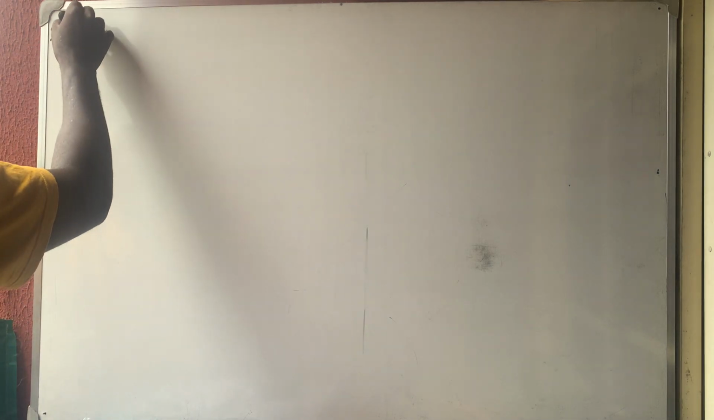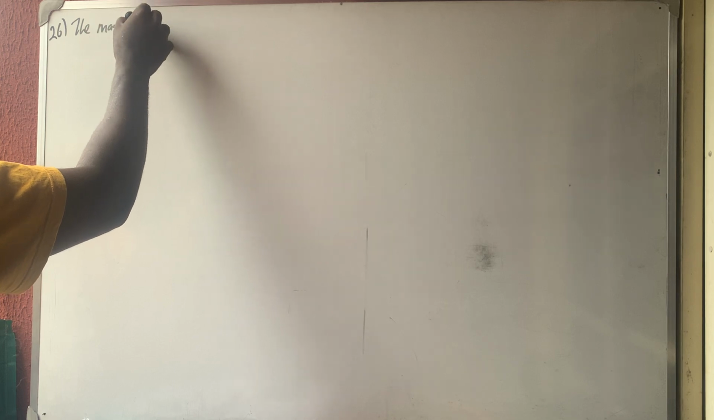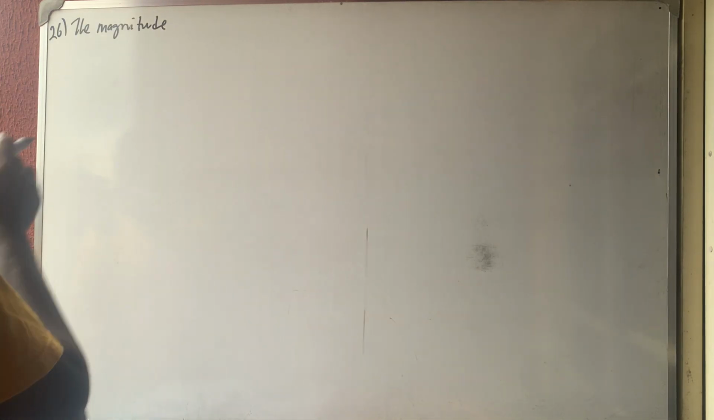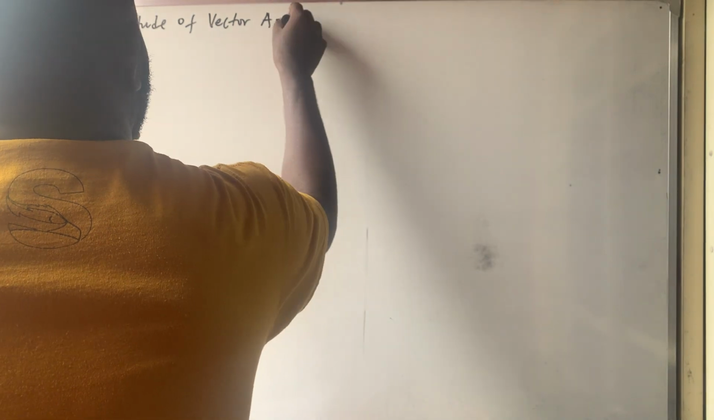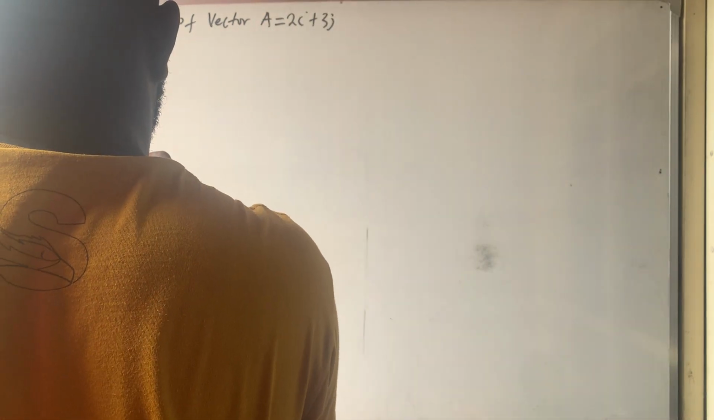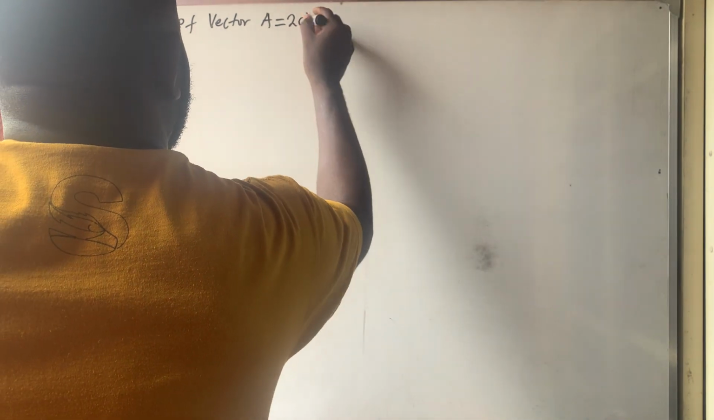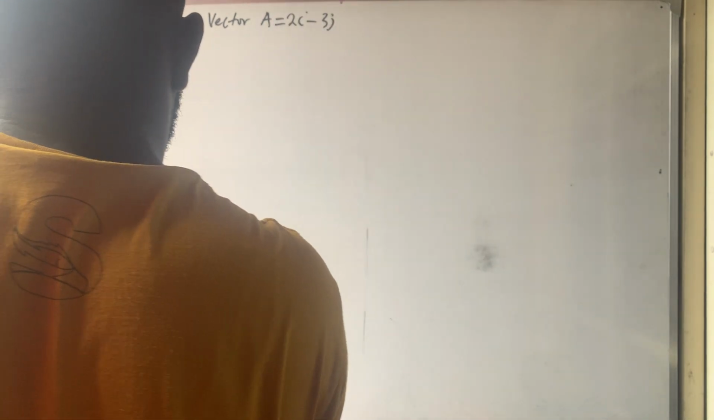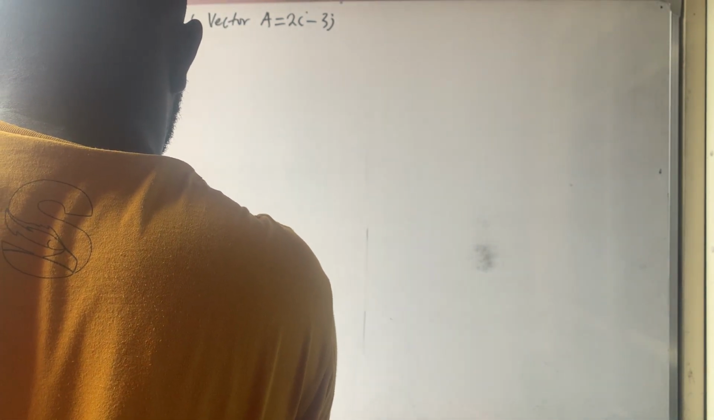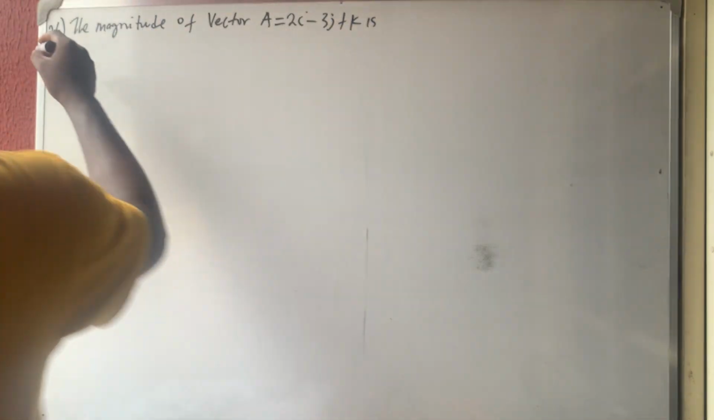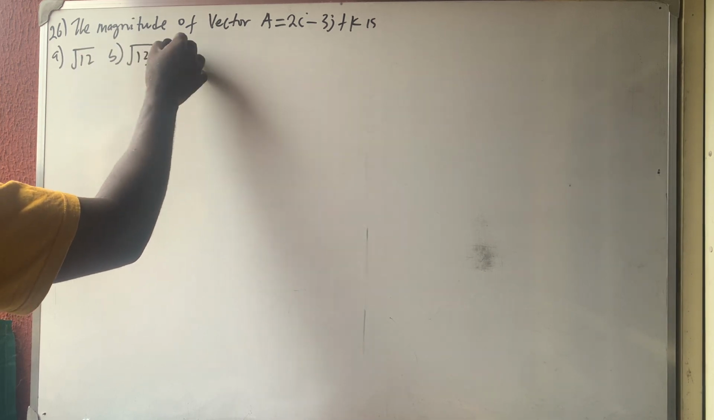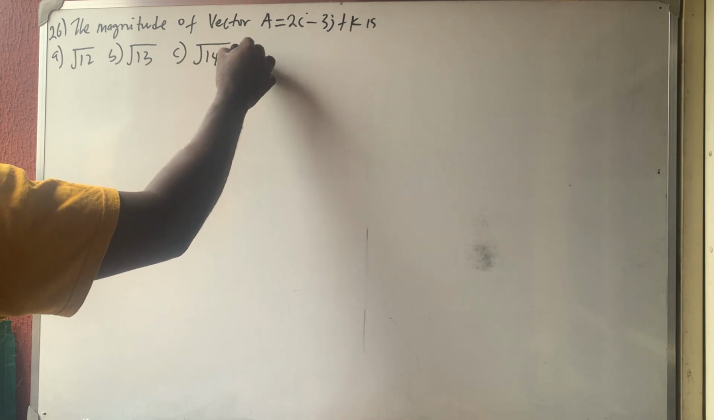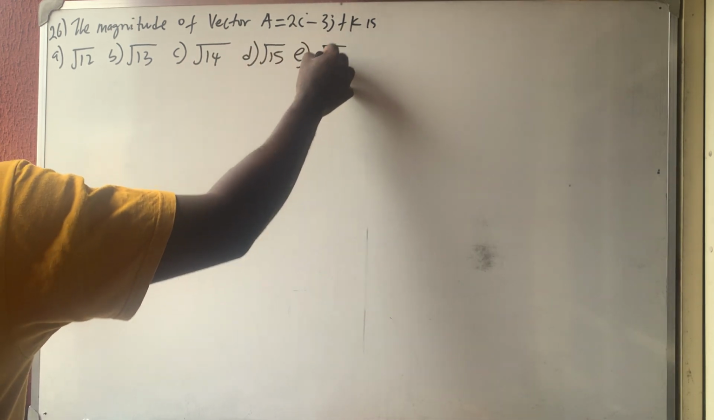Number 26. The magnitude of vector A, which is equal to 2i minus 3j plus k, is A said root 12, B root 13, C root 14, D root 15, E root 16.